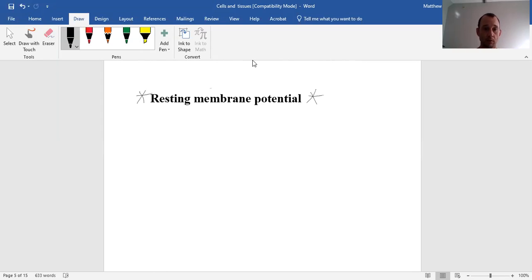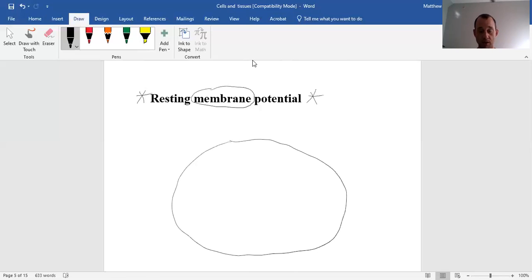Let's start with this. When it says a membrane, what are we talking about? We're talking about your cell membrane. So the resting membrane potential refers to your cell membrane. All right, what does potential mean? Potential, the ability to do something.